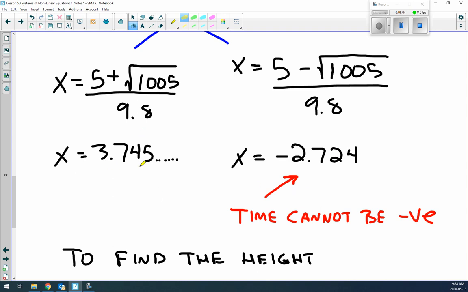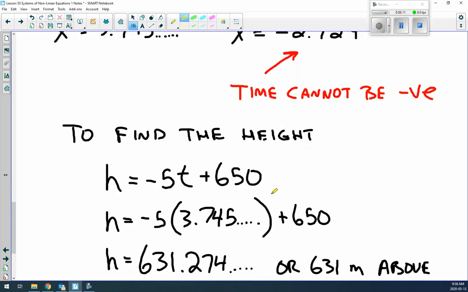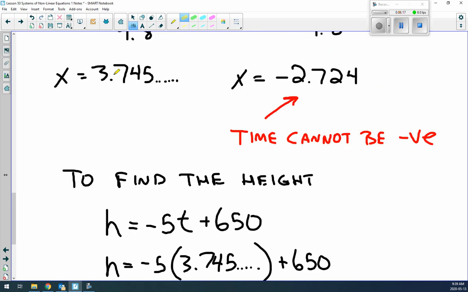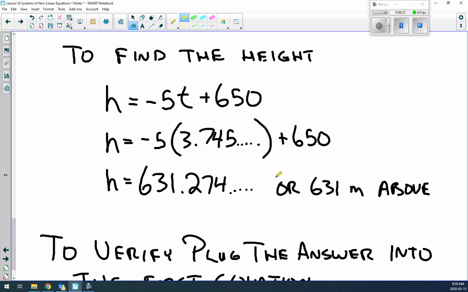So if you look at this one, we have 3.745. So that's x in the time-wise. How do you find the height? Well, you plug that into the formula. If you notice, I have 3.745 because I've kept the 3.745 and all the rest of it in the calculator to do all the rest of the calculations. You do that so it remains accurate up to the end. Don't round until the end. So h equals 631 point, all the change here, or 631 meters above the ground.